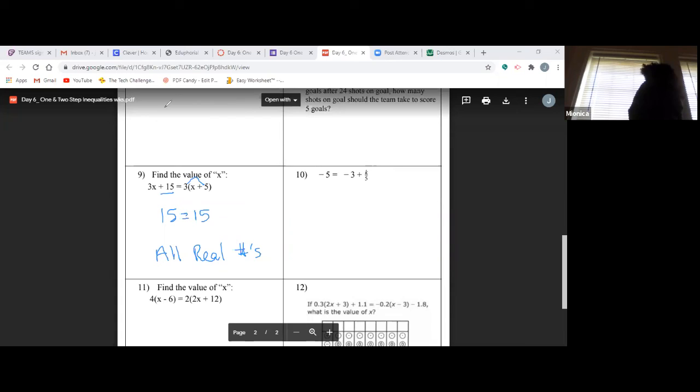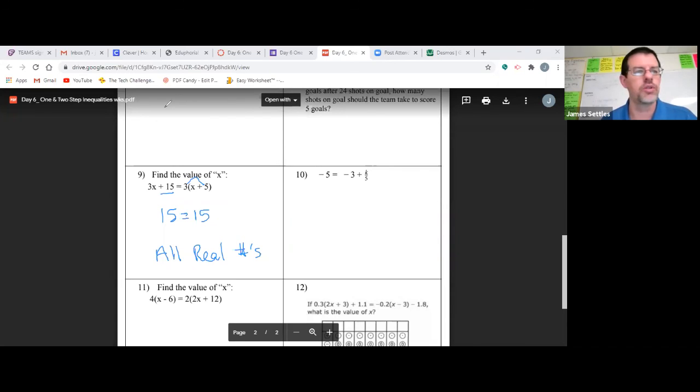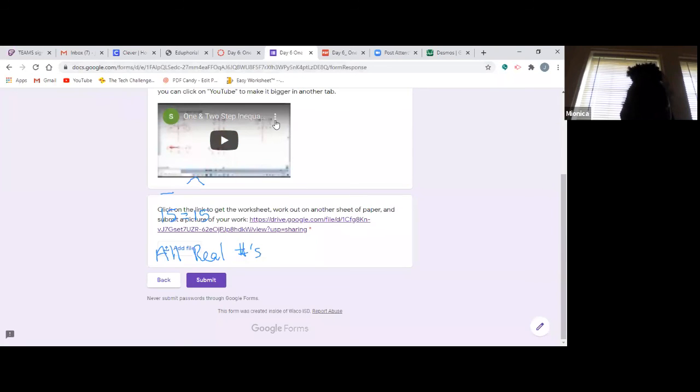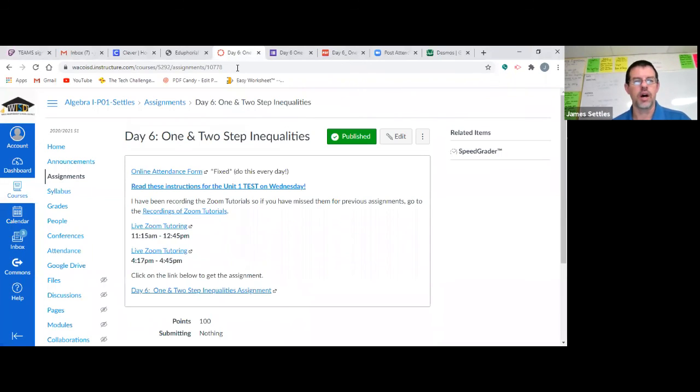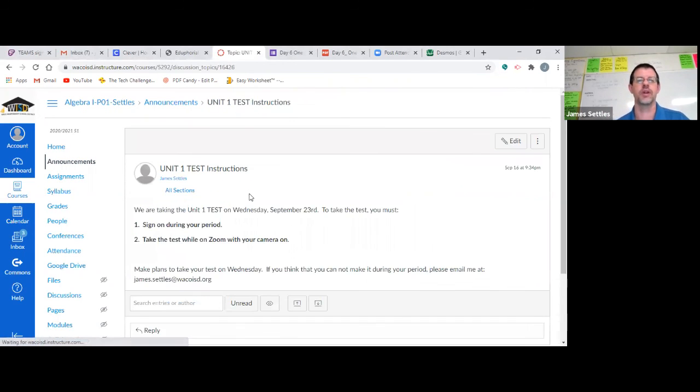Okay, so I want to show you something real quick, and if this is an issue, then we want to make sure that you know what to do. So let me clear this real quick. On today's assignment, I don't know if you saw this or not, but it says read these instructions for the Unit 1 test on Wednesday. So next Wednesday, we're taking a test, and it's going to be online. So I'm going to click on this real quick.